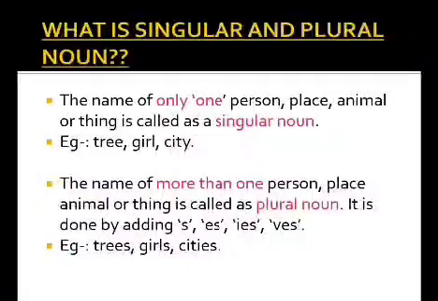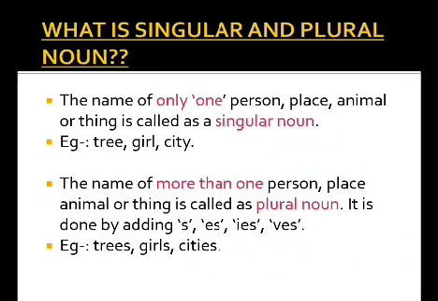First of all, we need to know what is singular and plural noun. Singular stands for one and plural stands for more than one. Therefore, the name of only one person, place, animal, or thing is called a singular noun. For example, tree, girl, city. These words stand for only one object, person, or thing.